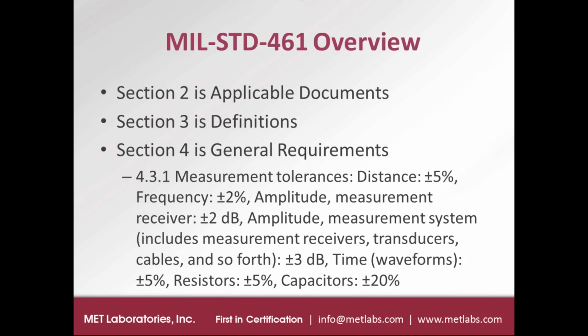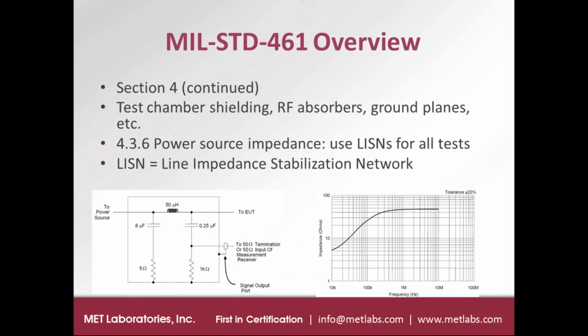Section 4.3.1 gives the measurement tolerances. So throughout MIL Standard 461, if they tell us, for example, to lay out one of the EUT cables for 2 meters along the front edge of the table, then we have a plus or minus 5% tolerance on that. And if the standard instructs us to measure frequency, we have a plus or minus 2% tolerance on that. So that's an example of the different tolerances that tell us what stringency we need to go to there.